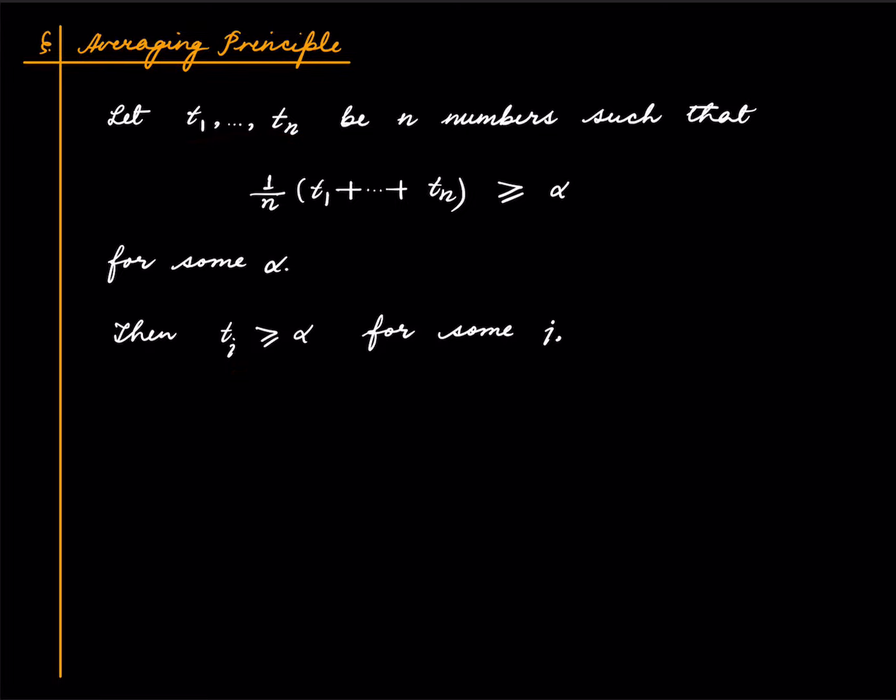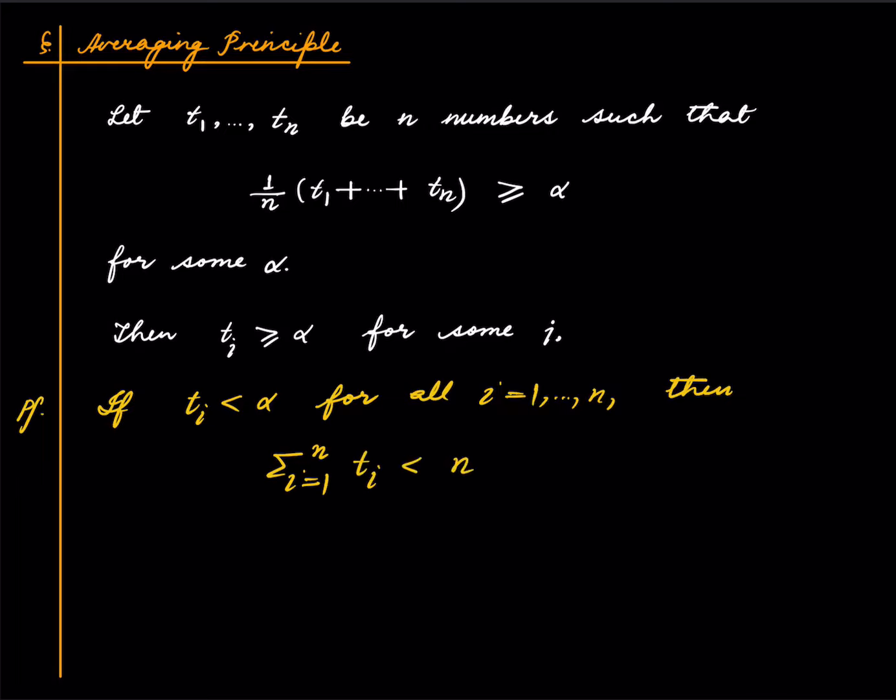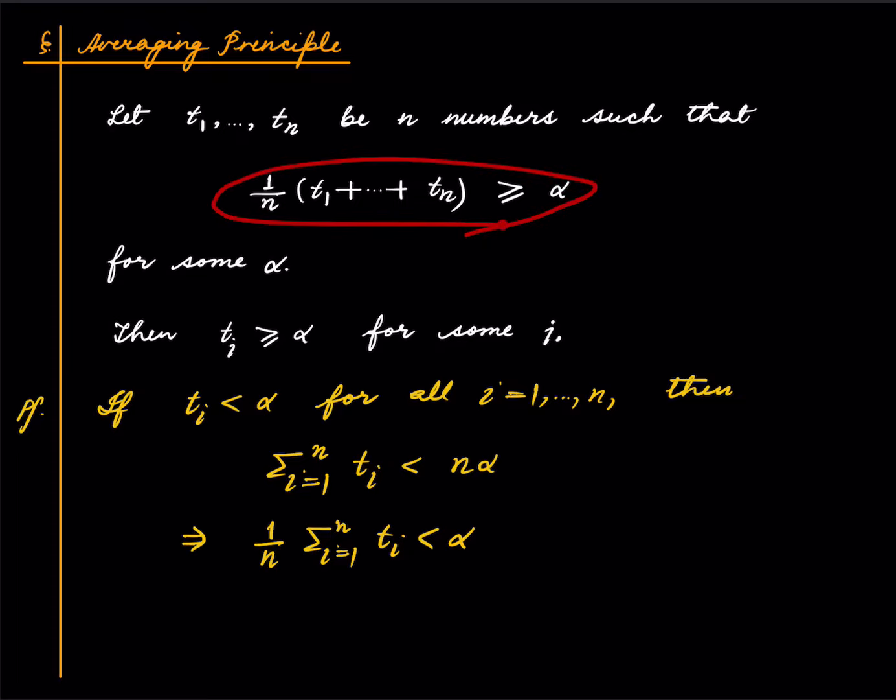And why is that? The proof is very simple. If ti is less than alpha for all i, then clearly the summation is less than n times alpha, which implies the average is less than alpha, which is a contradiction to the hypothesis. So that's it, that's the proof. So it's a very simple fact. And this is what we'll use. So now for the solution of the problem.